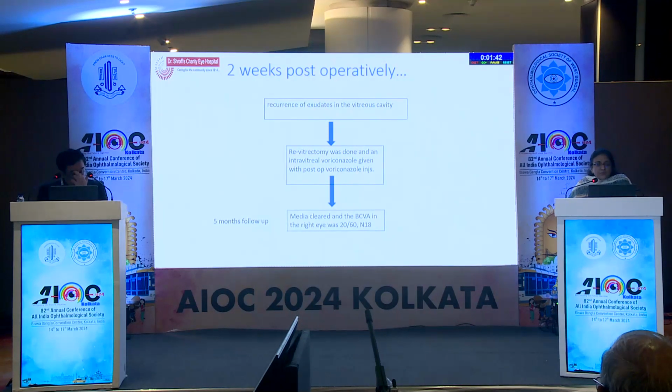Two weeks post-operatively, there was a recurrence again of exudates in the vitreous cavity, and a revitrectomy this time again was done, and intravitreal voriconazole was given with post-op voriconazole injections. At 5 months, the patient was absolutely good. The media had cleared up. The BCVA in the right eye had improved to 20/60, N18.